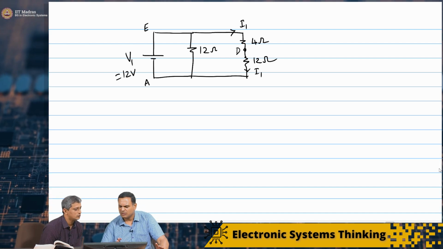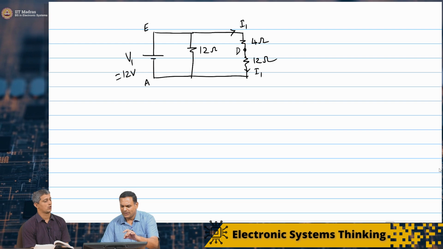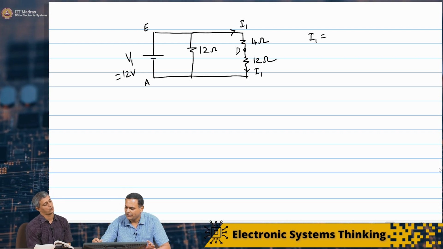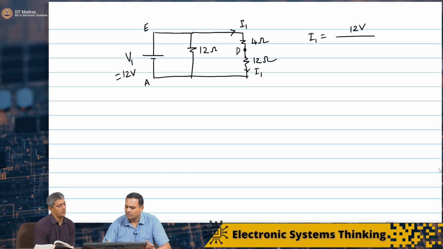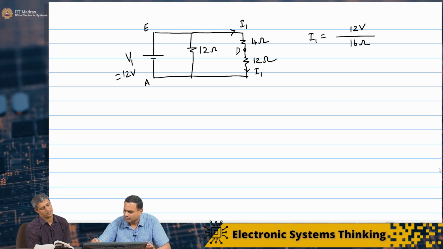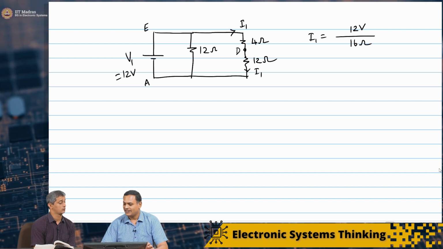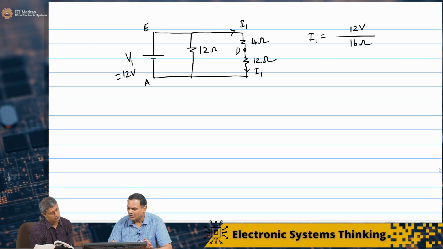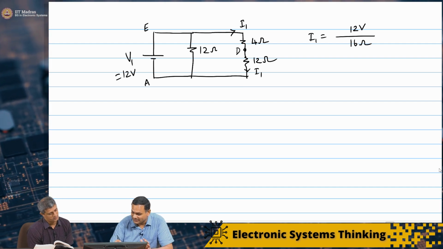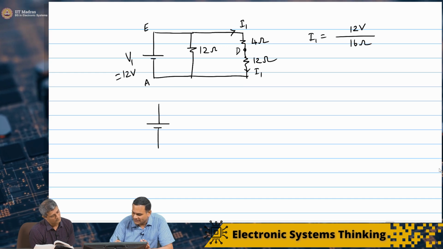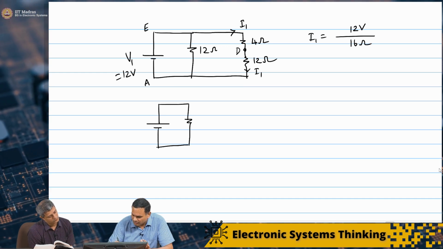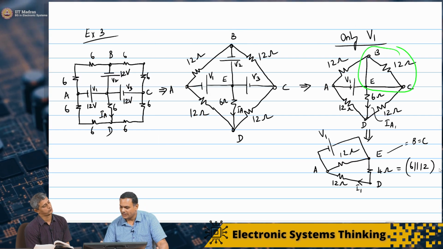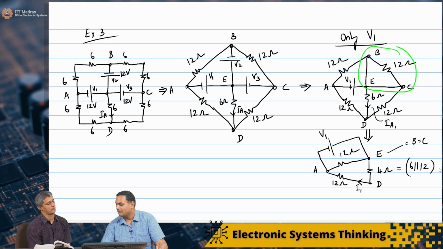So this seems relatively easy because between E and A I have 12 volts. So this current I1 is simply 12 divided by 4 plus 12, 16. We will keep it like this because we have to simplify. Maybe I will redraw it with the rest of the network. Now that we have redrawn it this way, 4 ohms we got by making 6 ohms and 12 ohms in parallel.